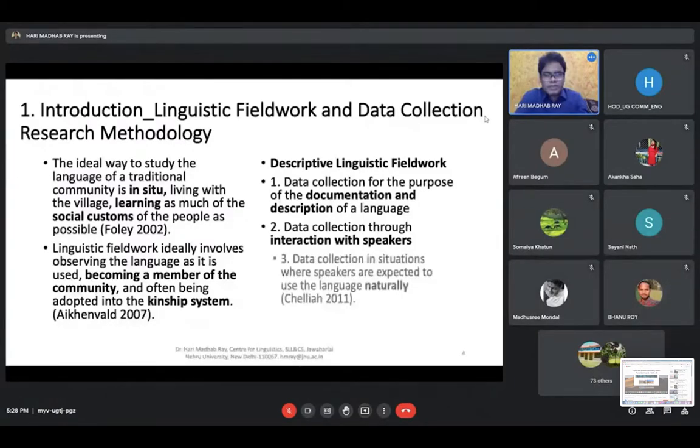And data collection is in situations where speakers are expected to use the language naturally. So we have to have a natural environment, not an artificial environment. This is Shobhana Chelliah, 2011.